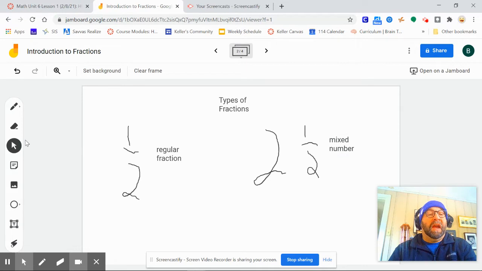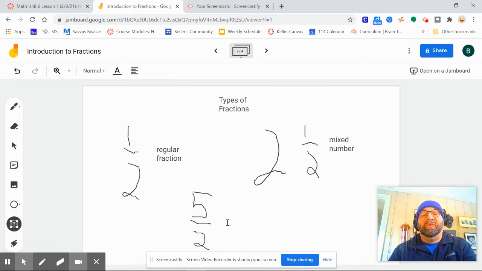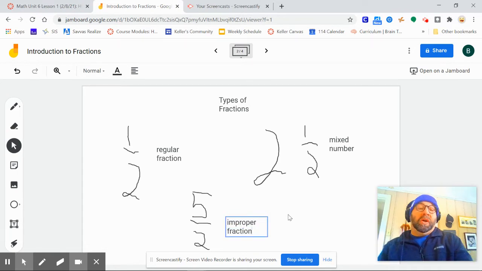And then the other type of fraction you are going to come across is something like 5/2. We're going to look at this fraction as well, and it is called an improper fraction. The reason we call it an improper fraction is because the top number, called the numerator, is larger than the bottom number. We're going to learn about these different types of fractions as we go through the process.